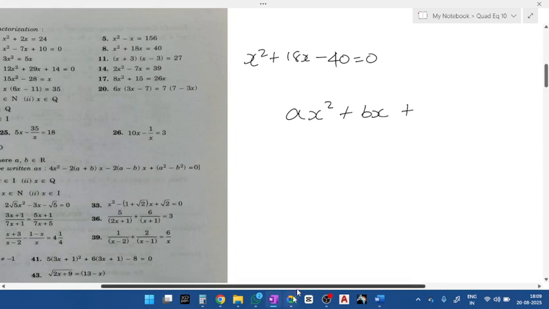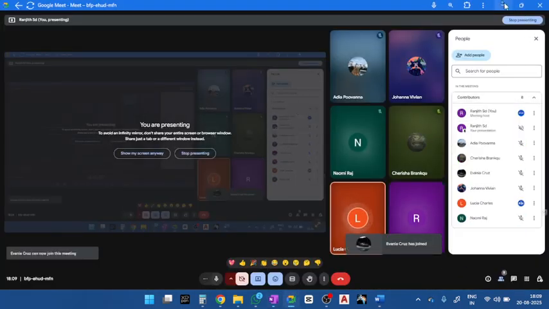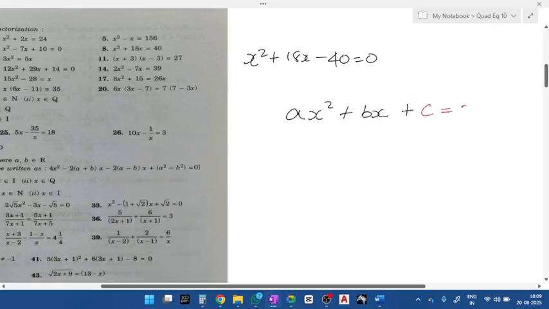There's ax square plus bx plus c is equals to 0. Fine. If you don't know, let me know, students. I'll teach. Don't give some wrong values. Minus b square as you wish. So this is the formula. Ax square plus bx plus c. Fine. Ivania, can you see the screen?